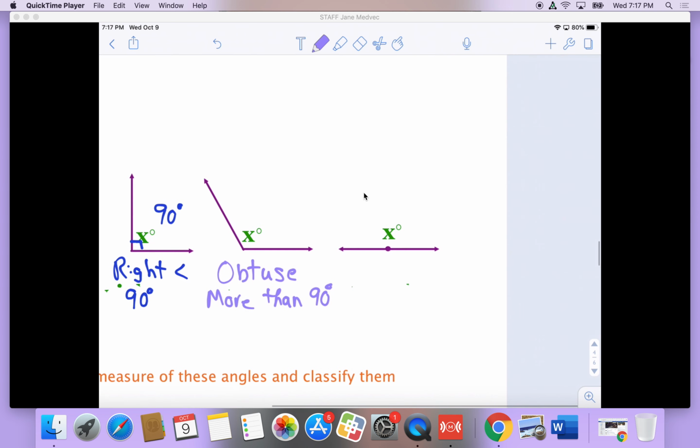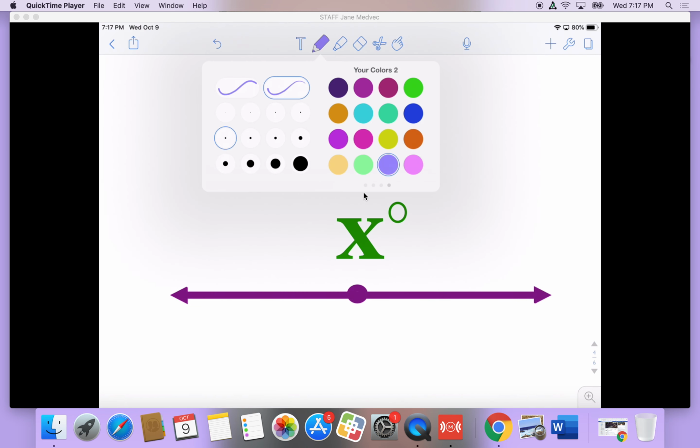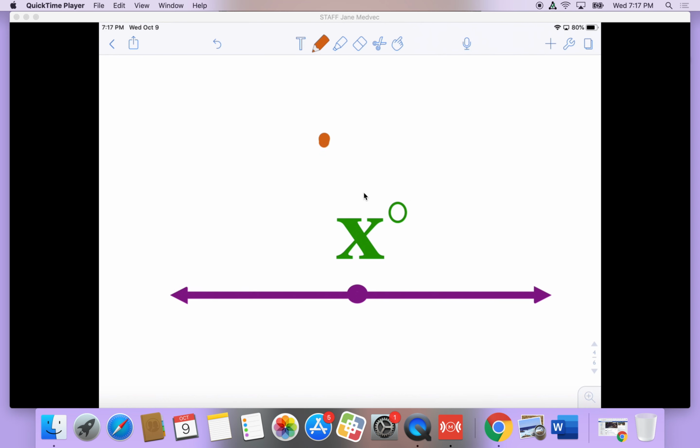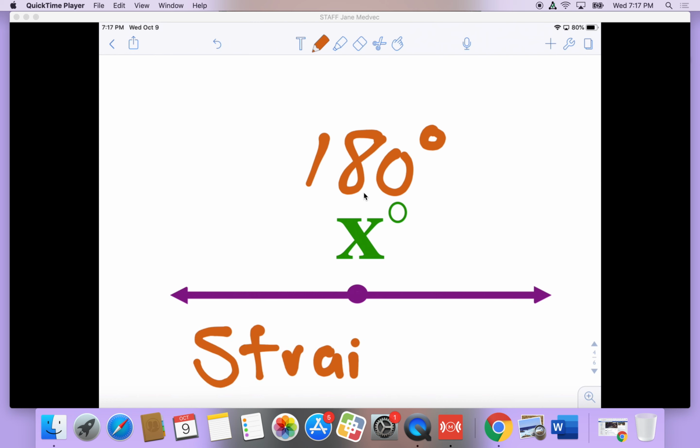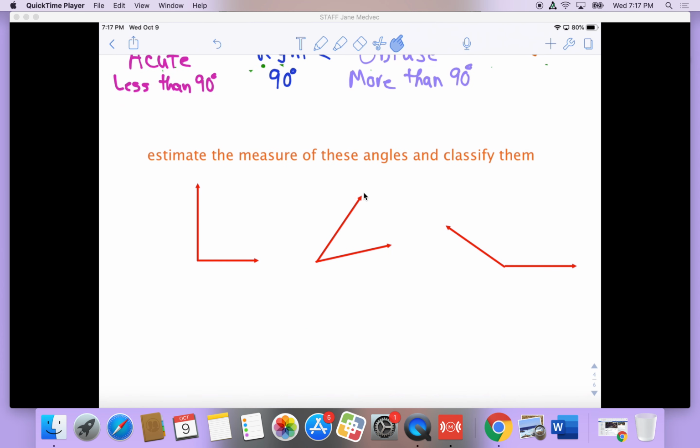And then finally, this is one that students really get messed up on a lot. This is 180 degrees. And think of it as like a straight line. And so they call it a straight angle. And you will see that. It's a complete 180 degree angle. You're going to notice it's an angle too because it has that vertex there. All right, let's move on.